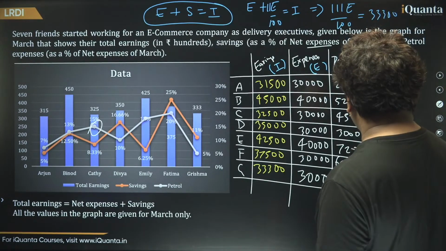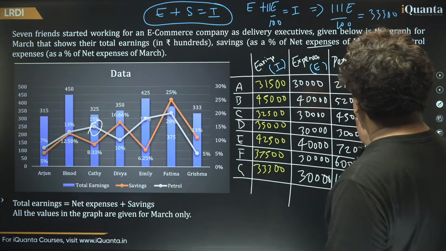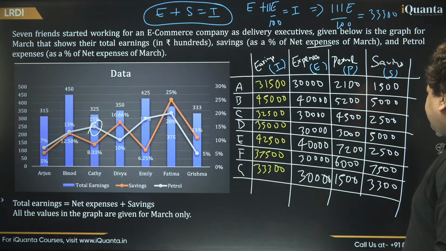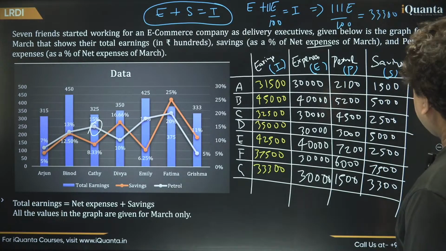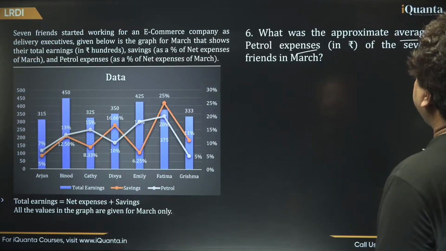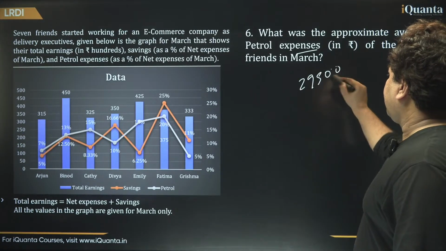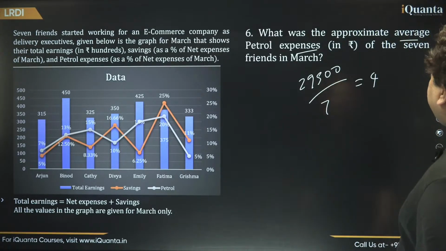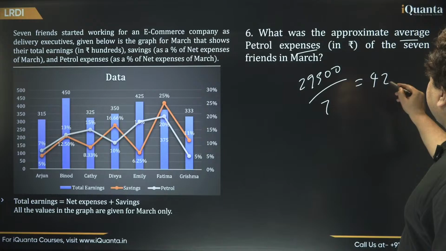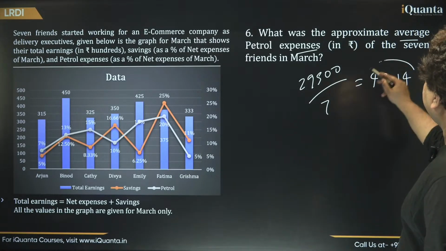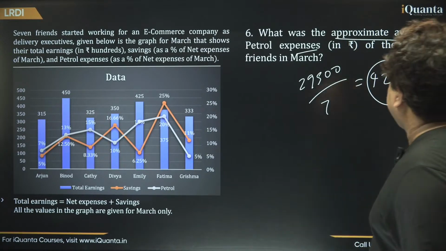क्या बोला मैंने? फिर मैं भूल गया क्या बोला मैंने. 7,300, 11,300, 11,800, 14,800, 15,000, 22, 28, 29.5. Okay, 29,500 divided by 7. अप्रॉक्सीमेट बोल रहा है ना, ये पॉइंट्स में आ रहा है. 7 2s are 14, 7 1s are 7, 4s are 28. 4,214 approximately, point something आएगा, but it asks approximate, so that is the answer.